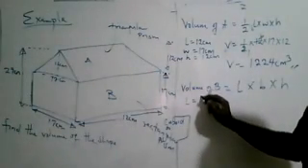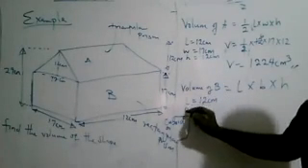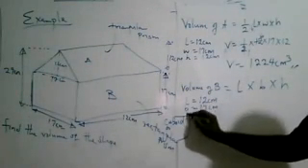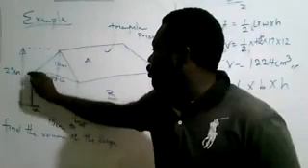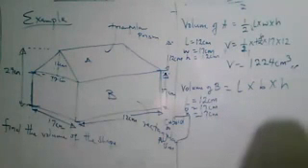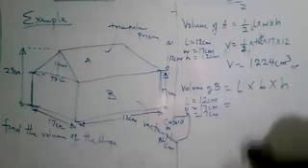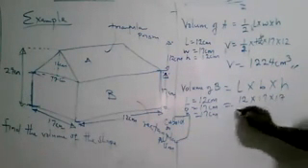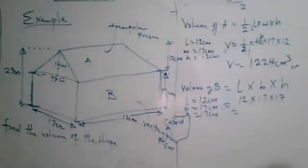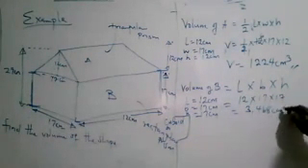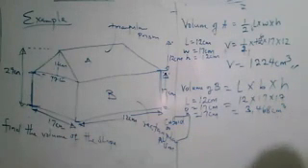My length is 12 cm. My breadth is this point, which is 17 cm. And my height is from this point to this point, which is also another 17 cm. So automatically, that is 12 times 17 times 17. If I multiply all of those, I'm going to get 3,468 centimeters cubed.